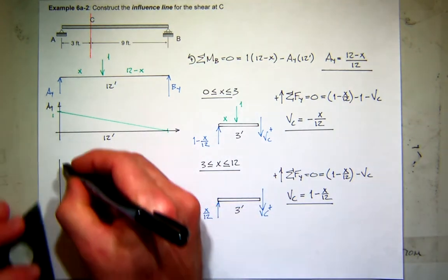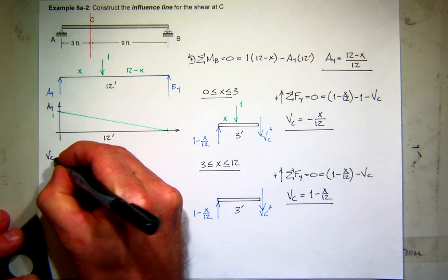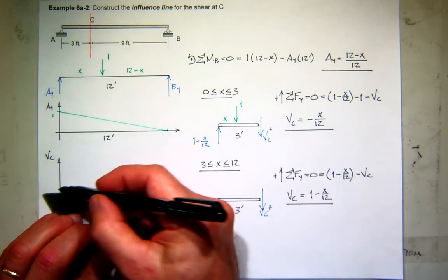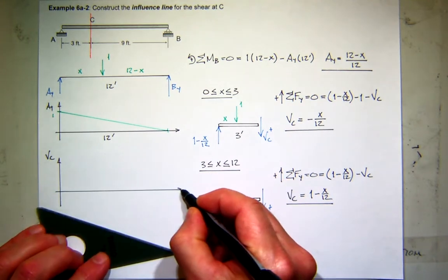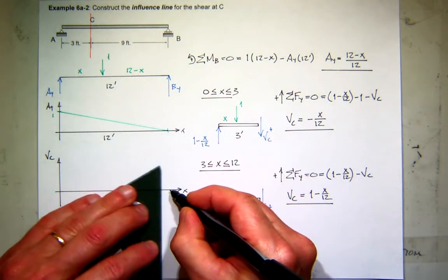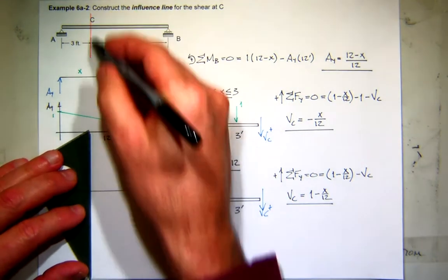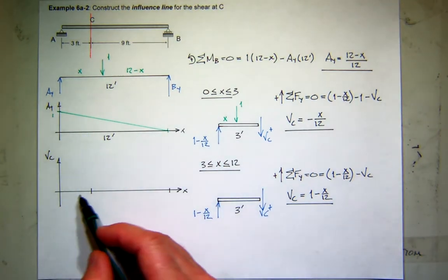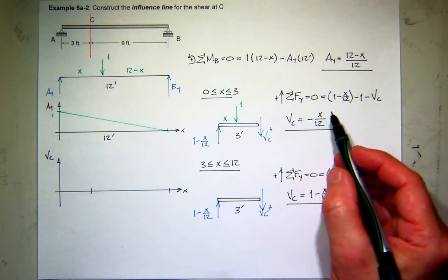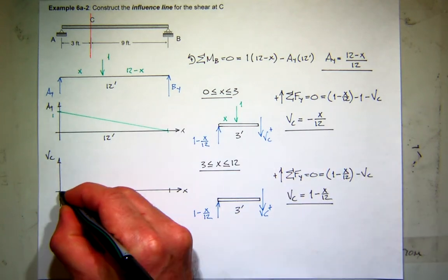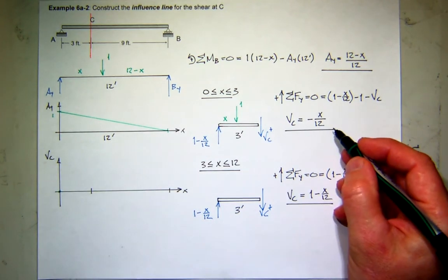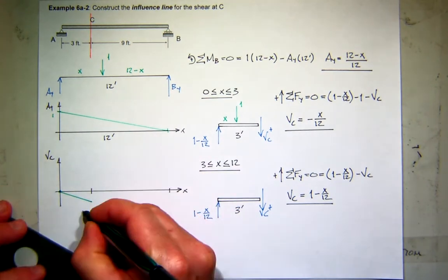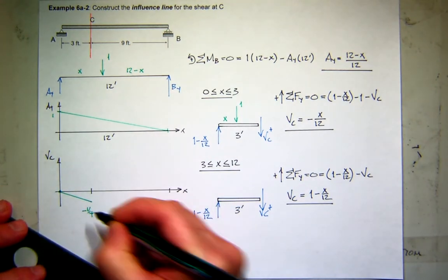So here the ordinate value is the shear at C. That's the specific point that I'm interested in. Here is my x. That's 12, and I'll just bring this down. That's 3. So from 0 to 3, I plot this. So when x is equal to 0, I get 0. When x is equal to 3, I get minus 3/12, which is minus 1/4.